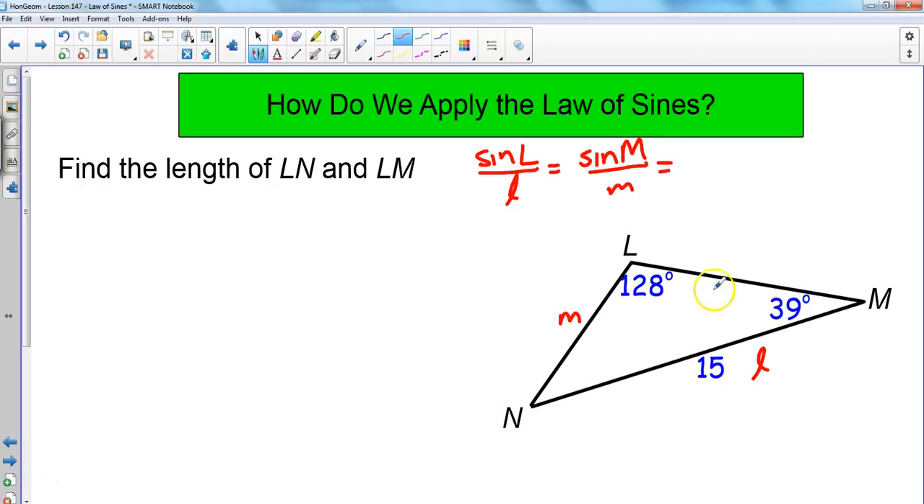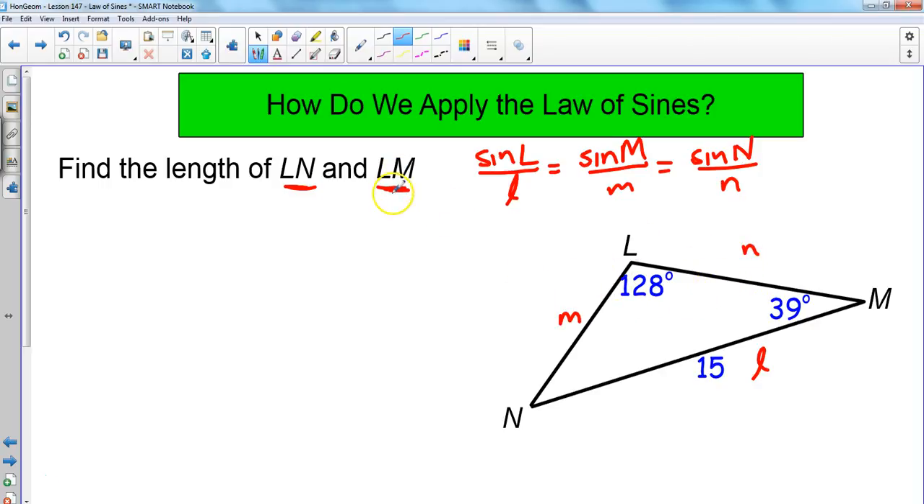And we can say the same for the other angle-side relationship. So the sine of angle N and the side that it projects to. So what we want to find are a couple different lengths, Ln and Lm. So let's start with Ln.